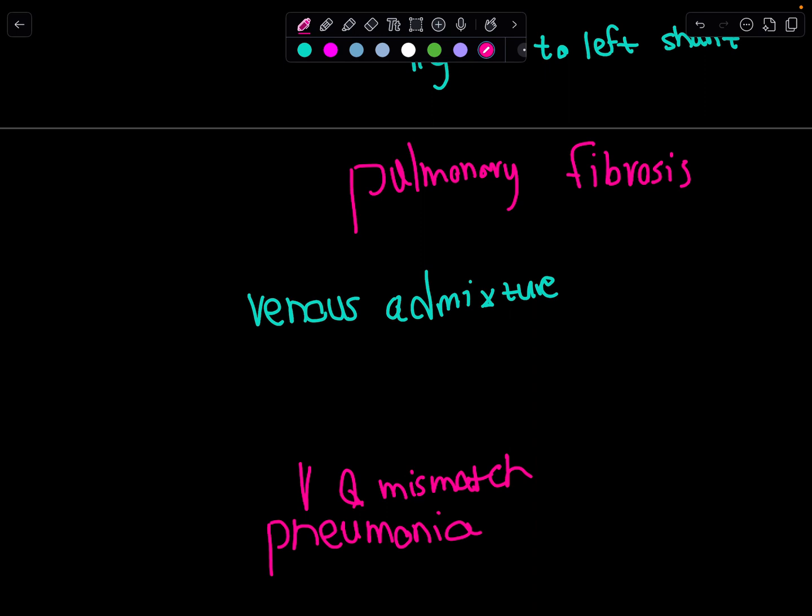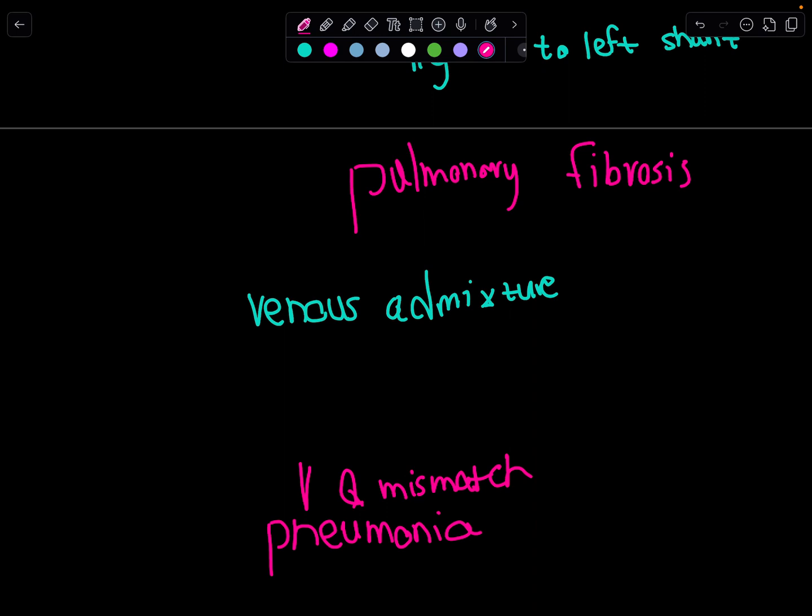Pulmonary fibrosis is a restrictive lung disease where lung tissue scars, stiffening alveoli. This cuts lung expansion, reducing air intake and oxygen diffusion, causing low PaO2. Causes: idiopathic, autoimmune, or environmental, e.g. asbestos. Symptoms: shortness of breath, dry cough, fatigue.